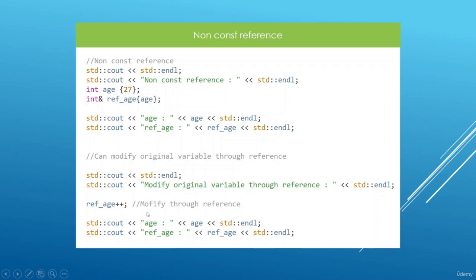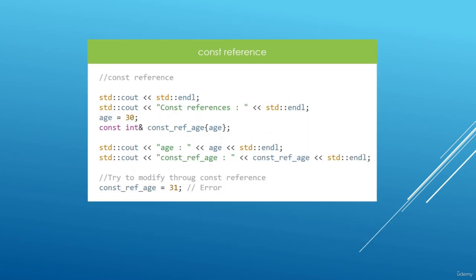Or another way to say this, these two things, age and ref age, are referencing the same memory in your computer. So if you change one, the other is going to pick up the change. We can also set up a const reference, and the syntax is ridiculously easy. You say const int reference like this, and your reference is suddenly const, and you can't go through it to modify the original variable. If you need something like this in your application, this is how you do it.